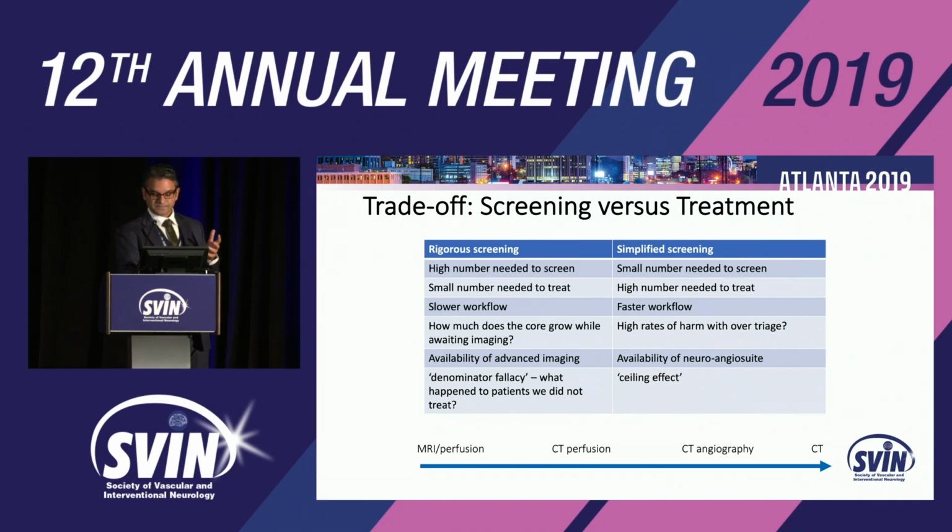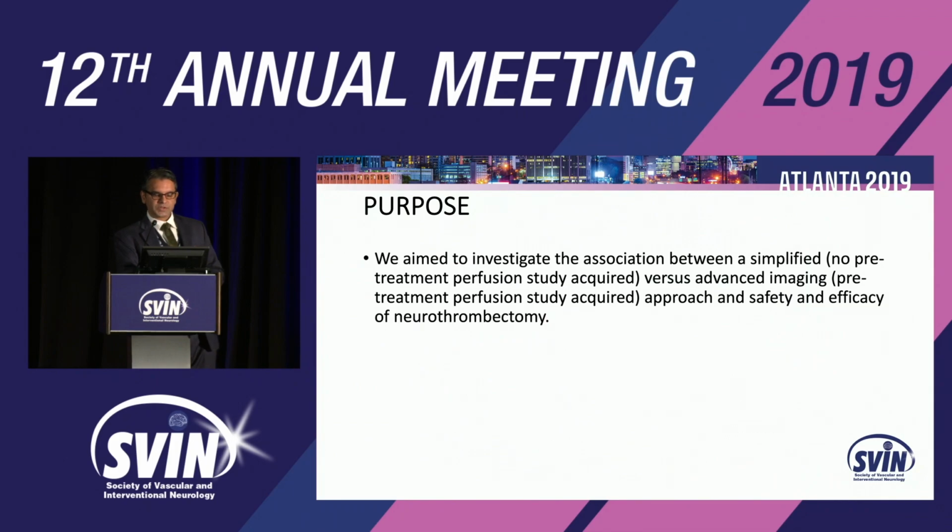Are there rates of harm if we over-triage? That is, are we hurting patients if we treat too many patients, perhaps with a large core? What is the availability of the neuroangio suite in your environment? And is there eventually a ceiling effect at which we don't see benefit? To look at this question in the Hermes data set, we aimed to look at a simplified paradigm, that is CT alone, versus advanced imaging with perfusion imaging, to understand the safety and efficacy endpoints.